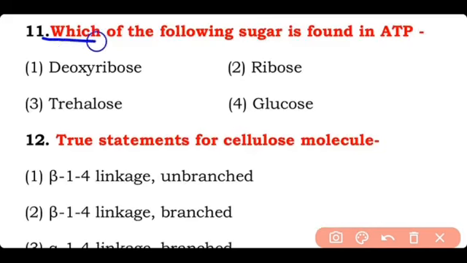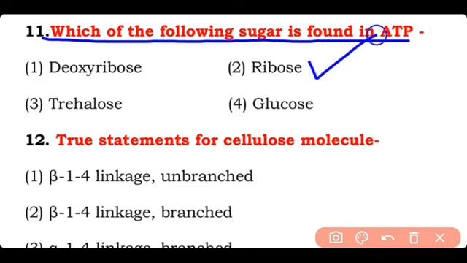Question number 11. Which of the following sugar is found in ATP? Deoxyribose, ribose, trehalose, glucose. So correct answer is option 2. Like RNA, ATP also consists of ribose sugar.